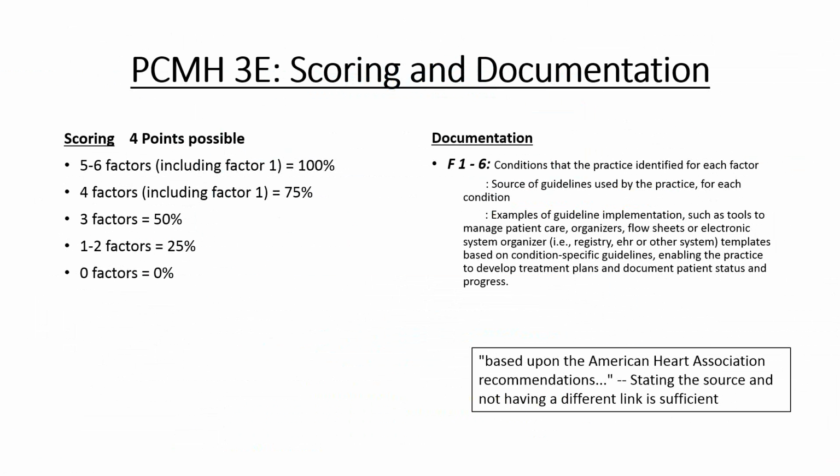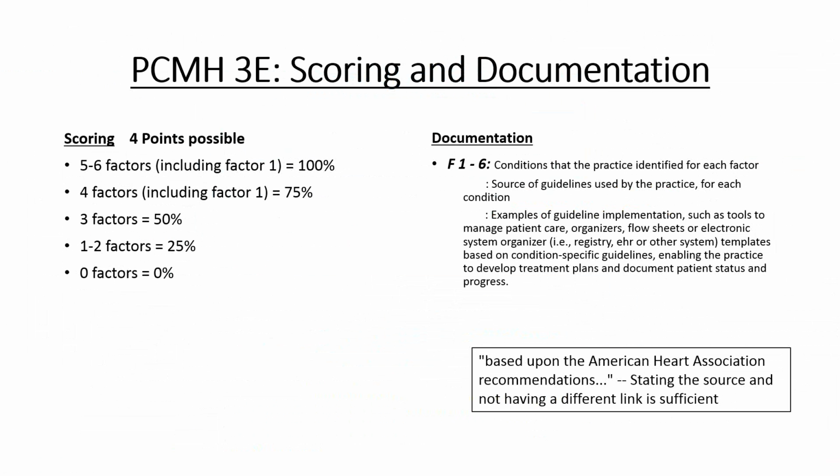The scoring, again, 4 points possible, needing to include factor 1, your mental health or substance use, to receive 75% or higher for your scoring. And the documentation for all 6 factors, looking at the conditions that the practice identified for each factor, the source of the guidelines used by the practice, and then examples of the guideline implementation.